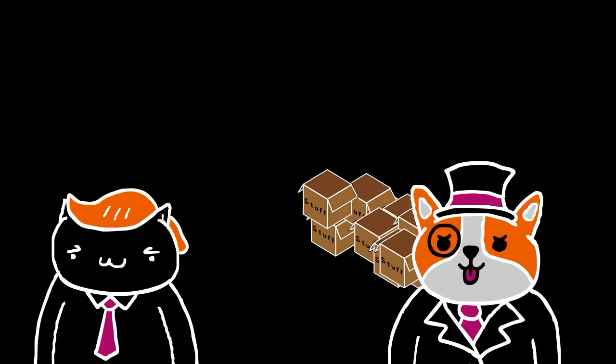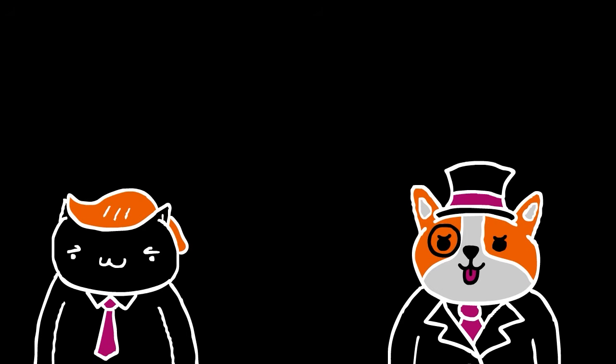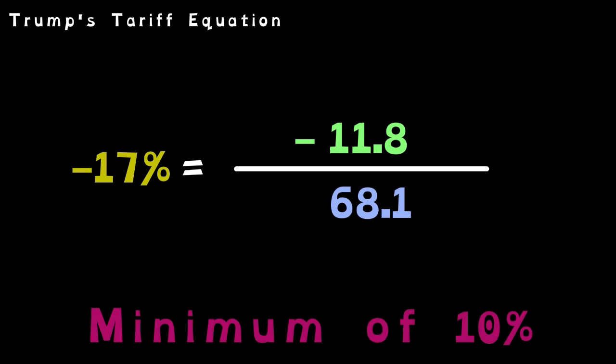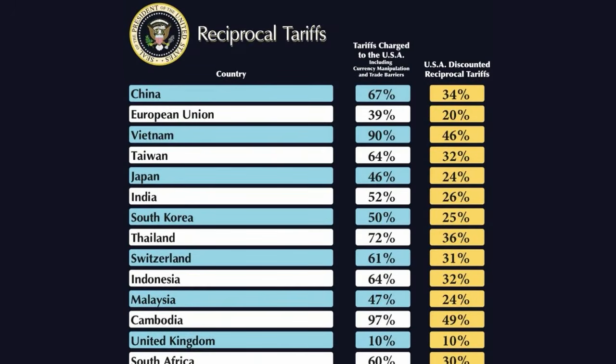So if we were to follow Trump's logic, it appears that we're actually ripping off the UK. We're selling more stuff to them than they are selling to us, and thus we should actually have a negative tariff to apply to the goods. But instead, what happens is that we have a minimum tariff of 10%, regardless of if we have a trade surplus or not.